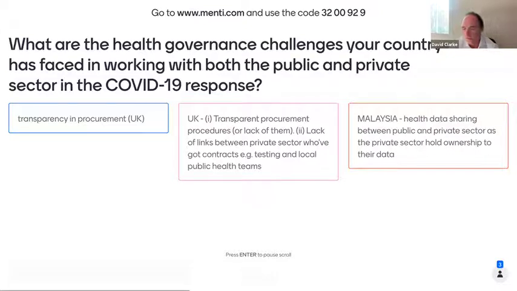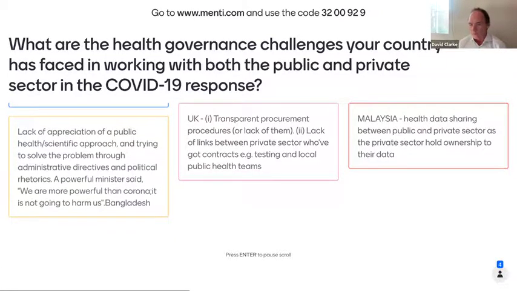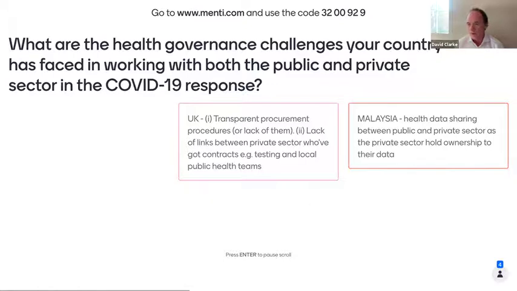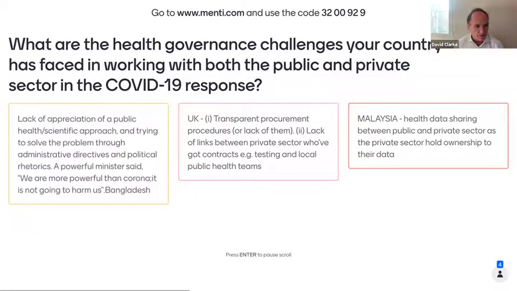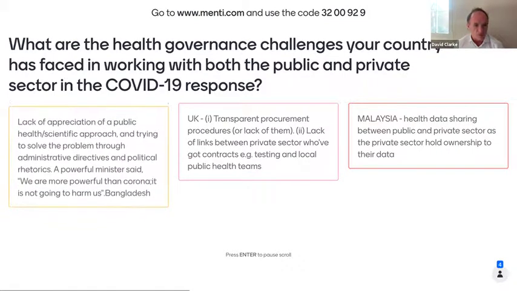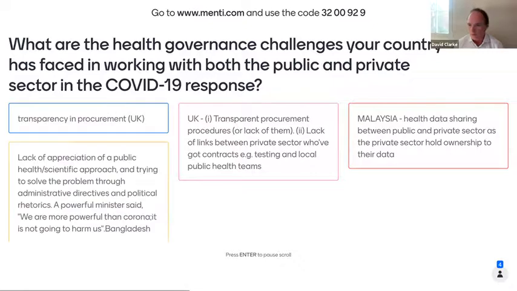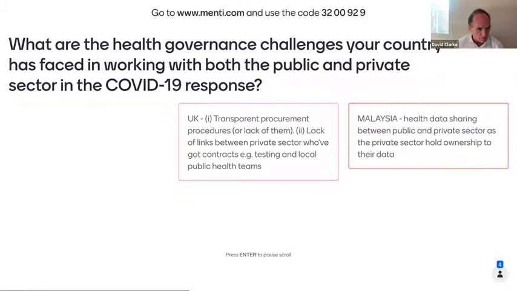So we would definitely be promoting more transparency in relation to the response and also in relation to work towards universal health coverage. And this is consistent with the SDG goals, which in SDG 16 talk about the importance of transparency at all levels in relation to the operation of the SDG goals, including health systems. I can see that there's also an issue here about a lack of appreciation of a public health scientific approach and to solve problems through administrative directions rather than through dialogue.